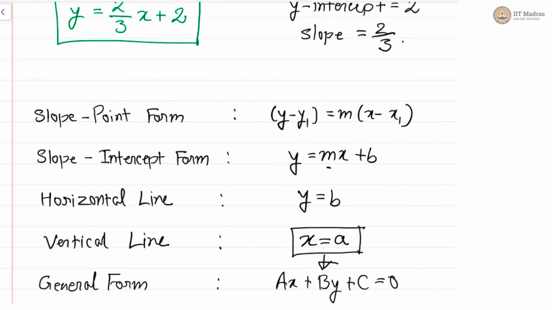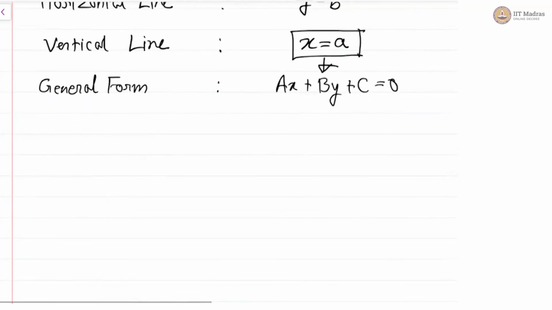Okay, so this is about the lines. Now there is some characterization of lines in terms of parallel and perpendicular lines. Let us briefly revise that characterization of parallel and perpendicular lines. Let us first start with parallel lines.